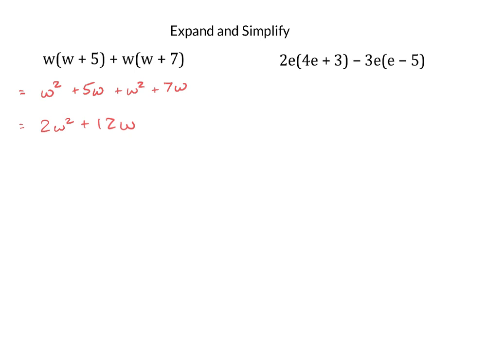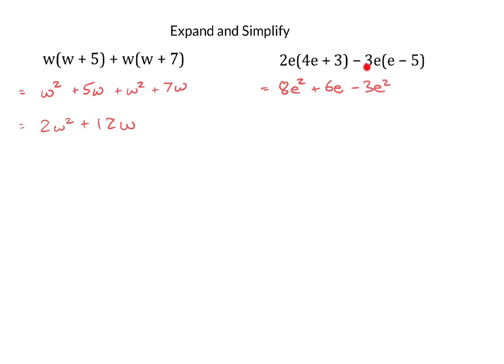And then the one on the right here, we have again two brackets, each with a term outside. So I'm going to multiply those through, and I'm going to say 2e multiplied by 4e. 2 times 4 is 8, e times e is e squared. 2 times 3 is 6, so it's plus 6e. Then it gets a little bit tricky because what we actually have here is minus 3e. So minus 3e times e, that's going to be minus 3e squared.